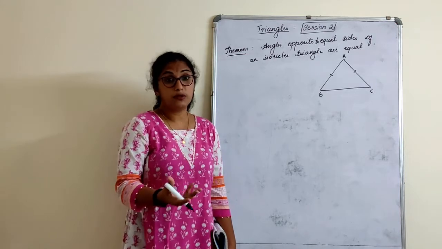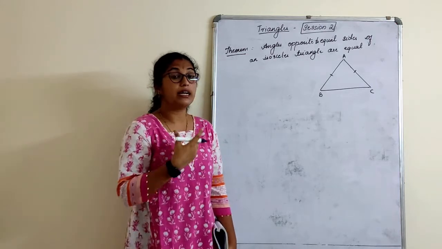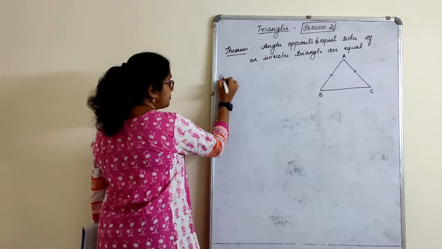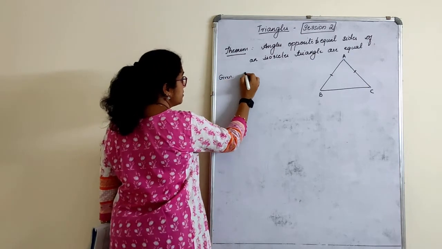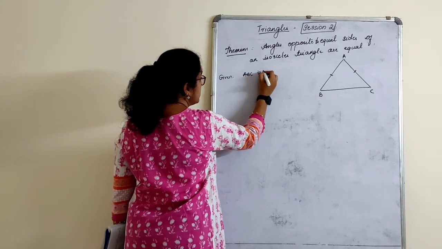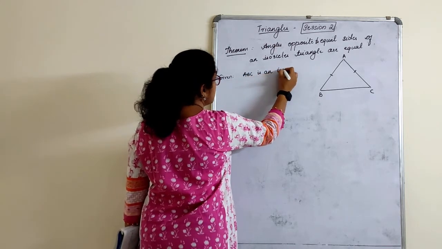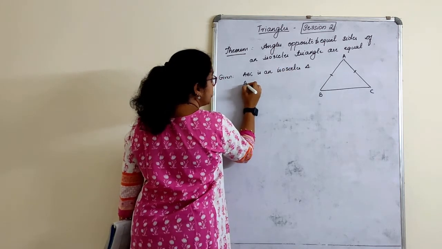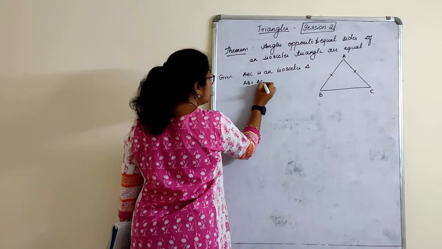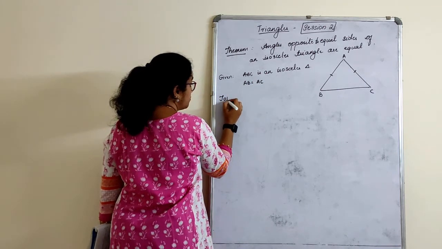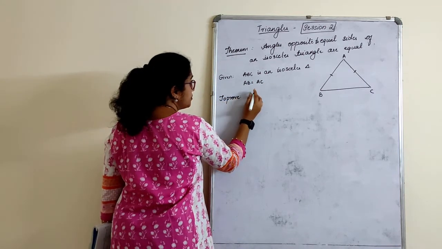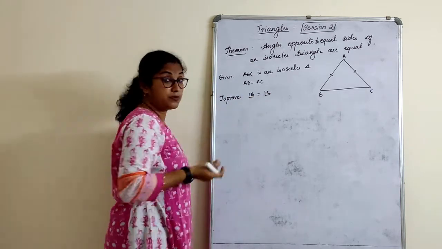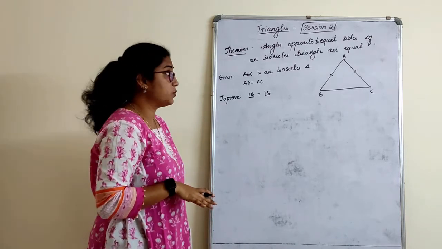We know this rule, we know this concept, but still we have to prove it in the theorem using the congruency criteria. What is given? ABC is an isosceles triangle. So you can write AB is equal to AC. Now what we have to prove? To prove that angle B is equal to angle C. Angles opposite to equal sides are equal.